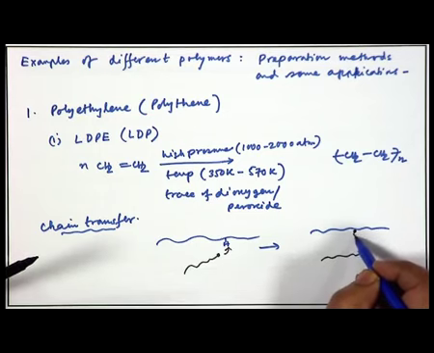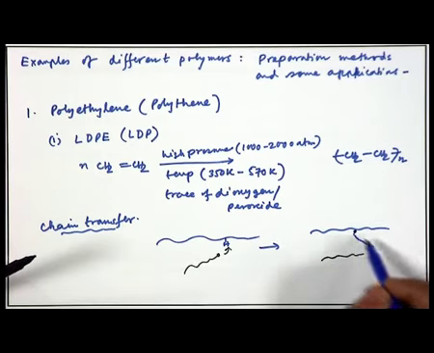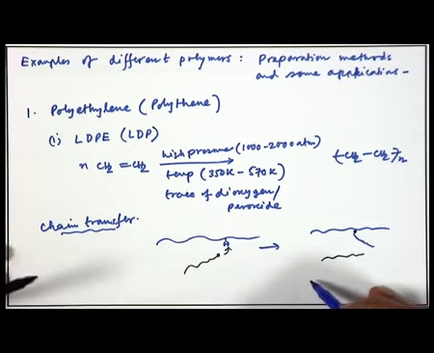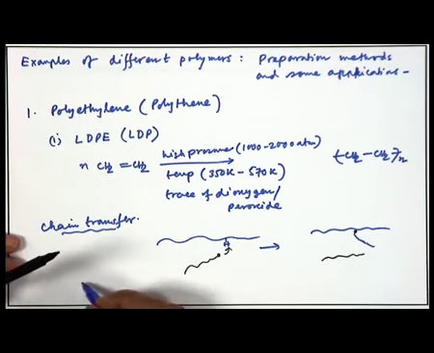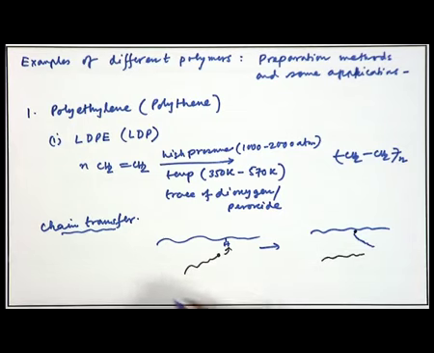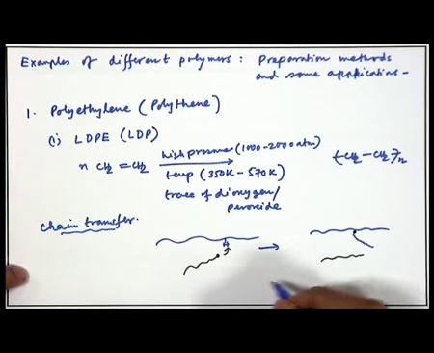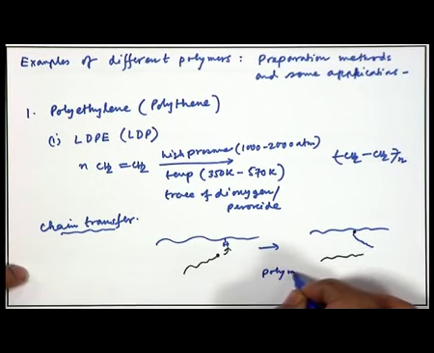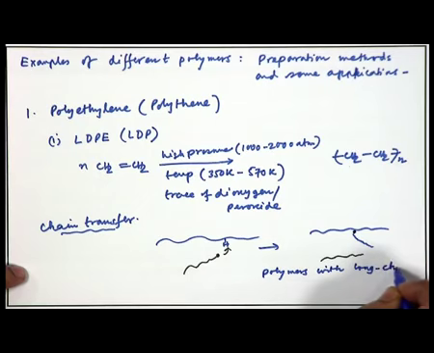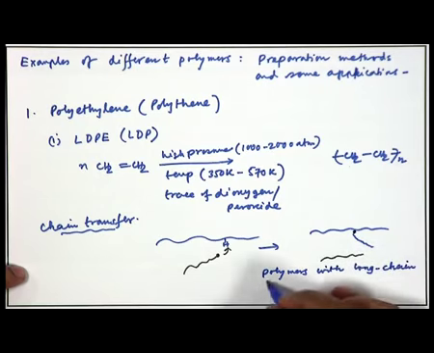So, you can get branches from here, and as a result what will you get? You will get polymer chains with long branches present. So, in this case what will result is polymers with long chain branching, and that happens due to chain transfer.